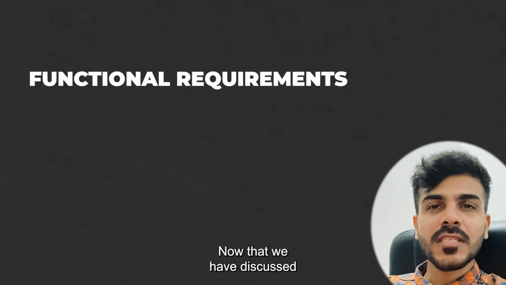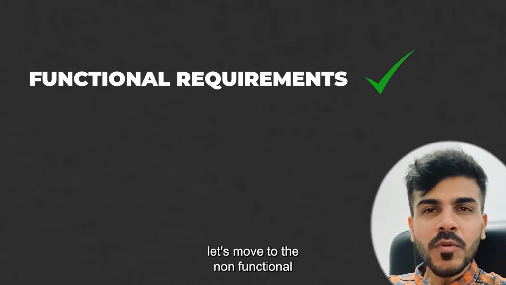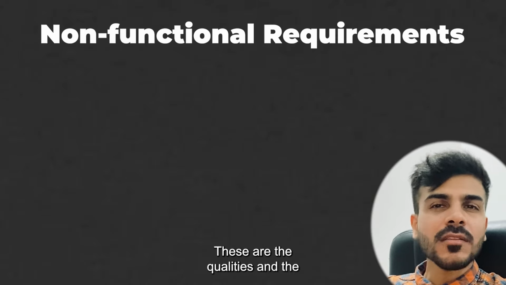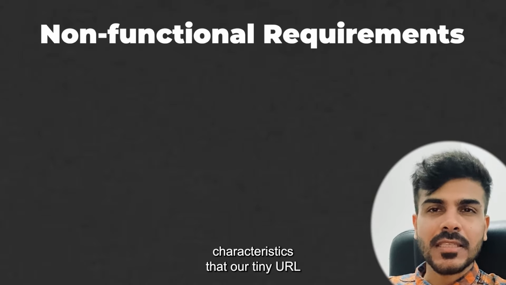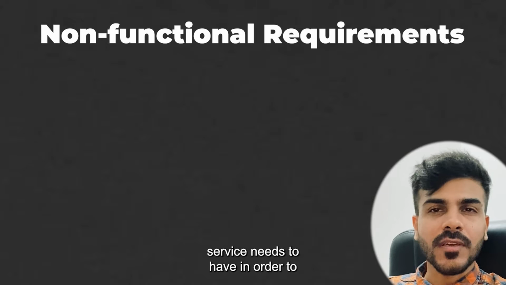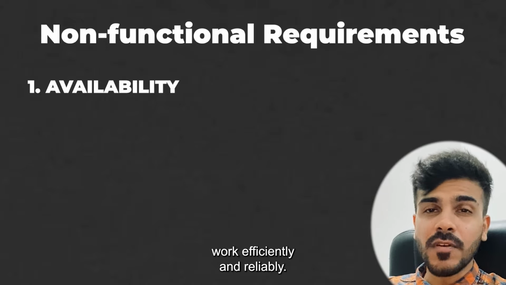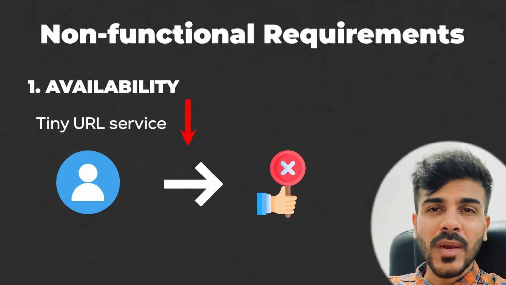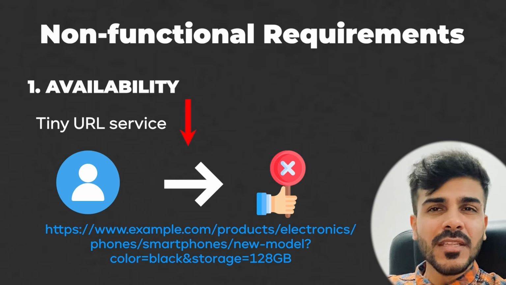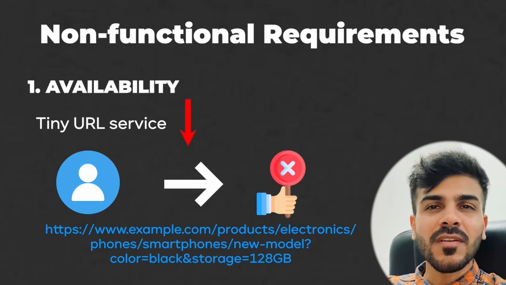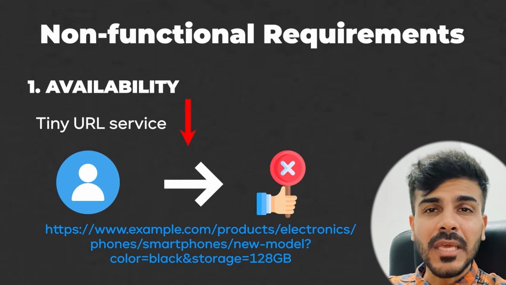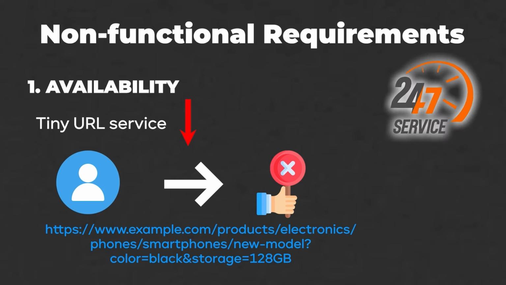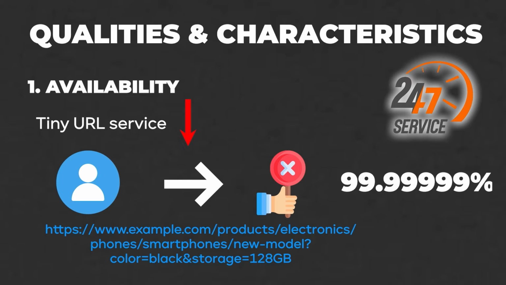Now that we have discussed our functional requirements, let's move to the non-functional requirements. These are the qualities and the characteristics that our TinyURL service needs to have in order to work efficiently and reliably. First, availability. Now imagine if the TinyURL service goes down. Users wouldn't be able to access their original long URLs. This would be frustrating, especially if people rely on those links for important information. So our service needs to be highly available, meaning it should be up and running almost all the time with 99.99999% uptime.